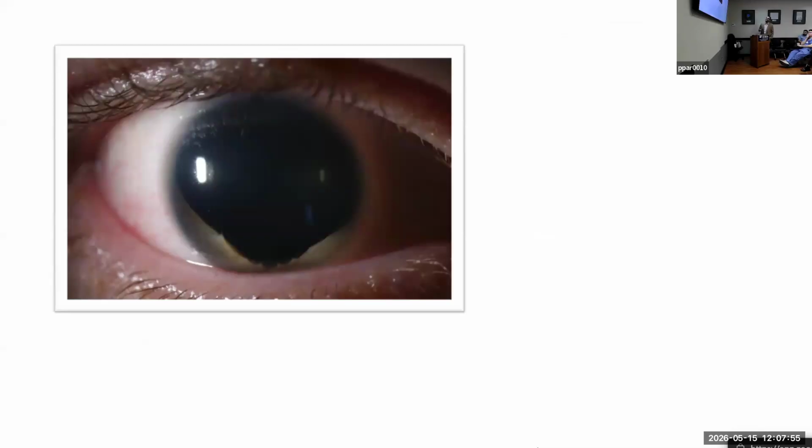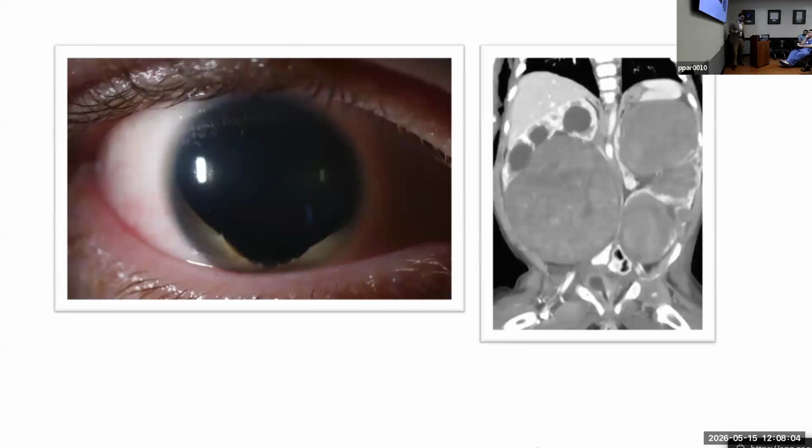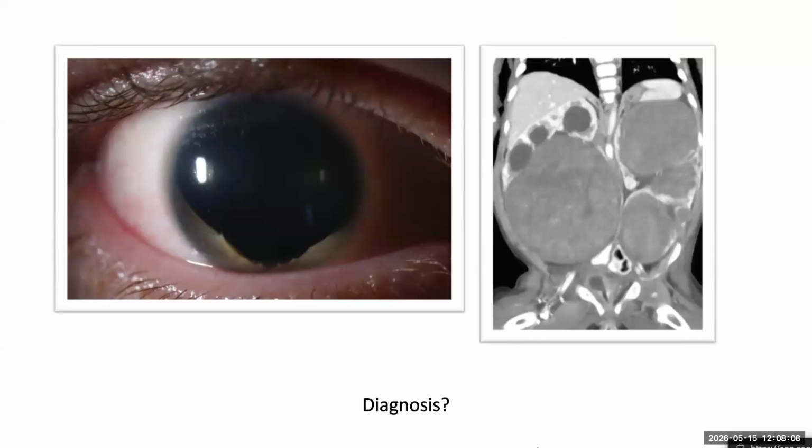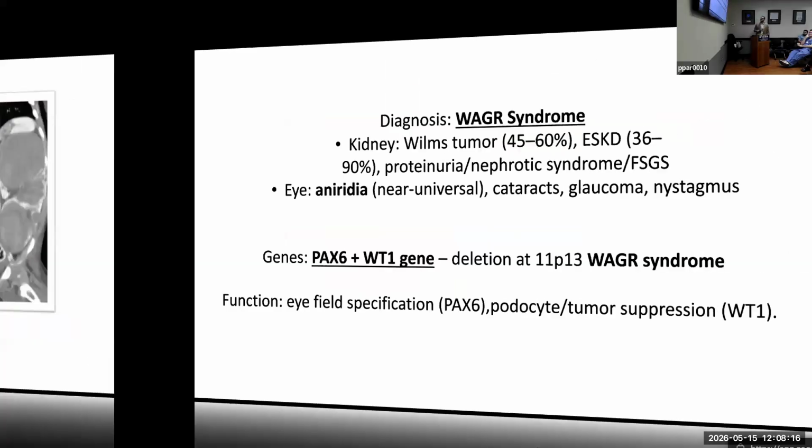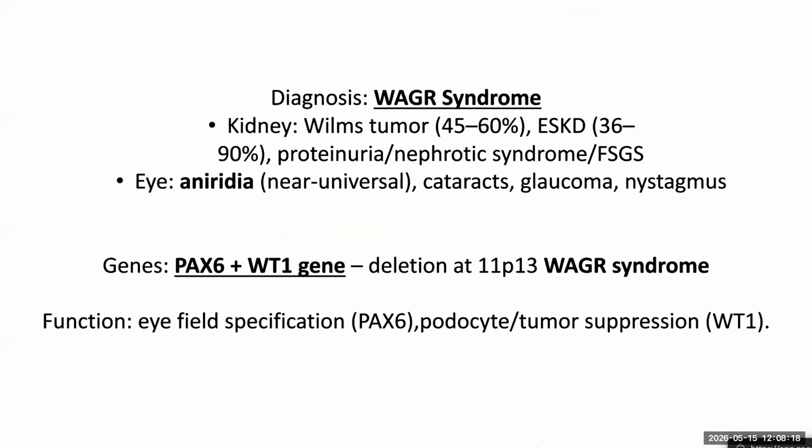This is the slit lamp, and we see there is very residual iris here, kind of a big pupil without iris. And this is the CT scan. Any specific diagnosis that we can think of when these two things are associated? So this is Wilms tumor, ESKD, proteinuria, FSGS, and intellectual disability in that patient.